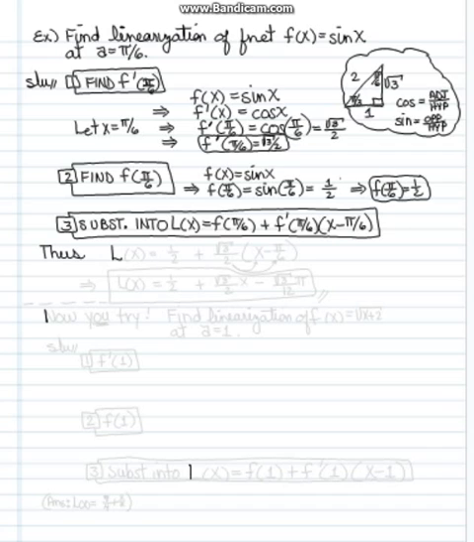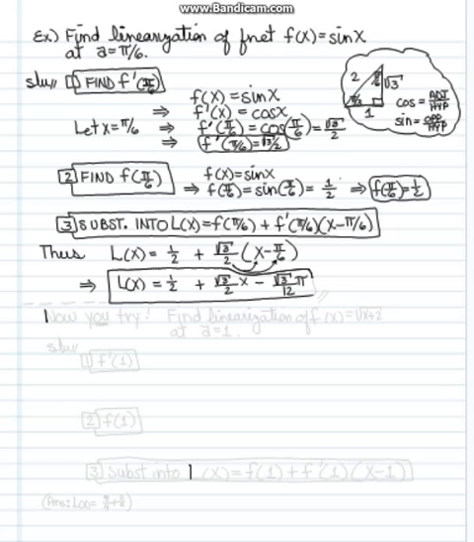We'll get L of x, the linearization at x, is equal to f of pi over 6, which is 1/2, plus f prime of pi over 6, which was square root of 3 over 2, times parenthesis x minus pi over 6. Then we just get rid of the parentheses by distributing the multiplication for our final answer. L of x equals 1/2 plus the square root of 3 over 2 times x, minus square root of 3 times pi over 12. You see, it is right there.